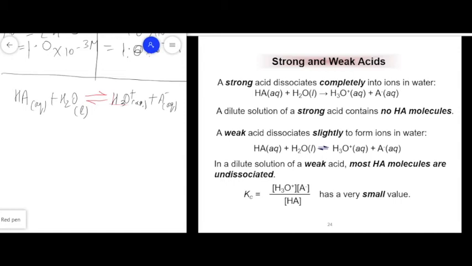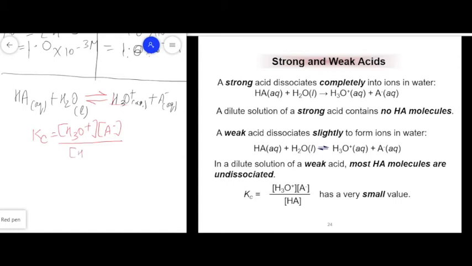So not all acid dissociates, only some of this acid dissociates to form ions in water, and that's why such acids are called weak acids. So in this case, what would be the expression for Kc? The Kc would be the product, H3O plus times the second product, A minus, divided by the reactants.